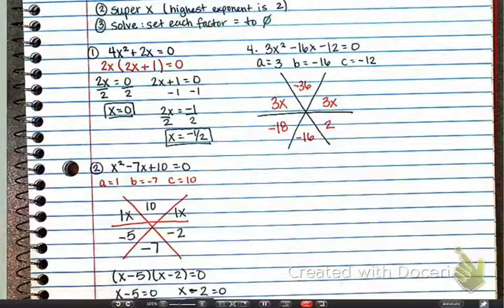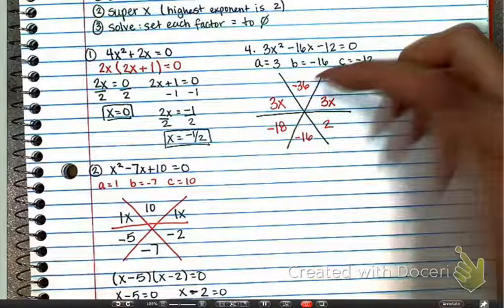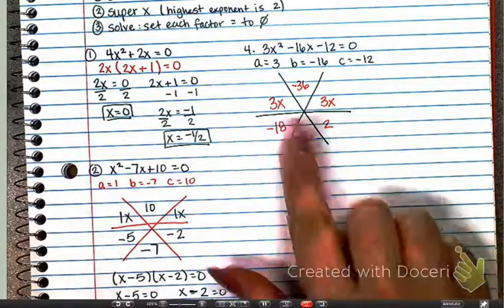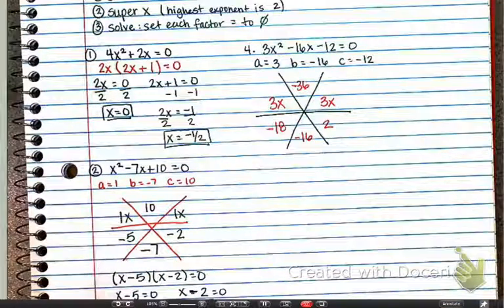Negative 18 and 2. So remember, if you can't think of it, what do you do? You start at 36 and you divide by 2 and you keep working from there. Negative 18 times 2 is negative 36. Negative 18 plus 2 is negative 16.